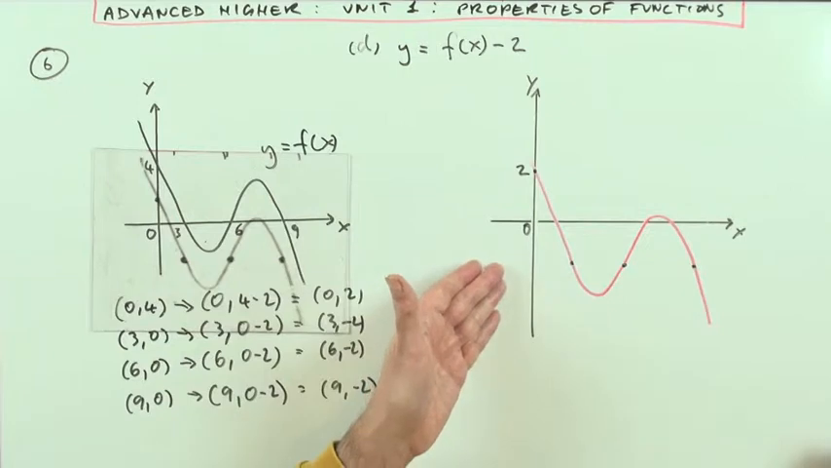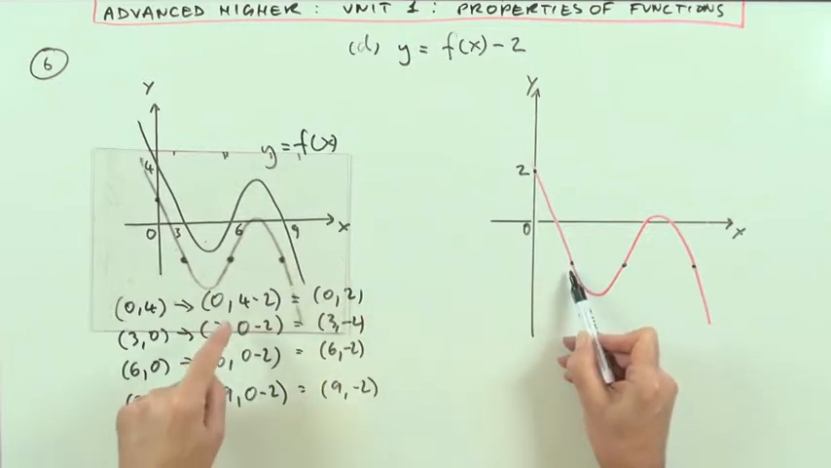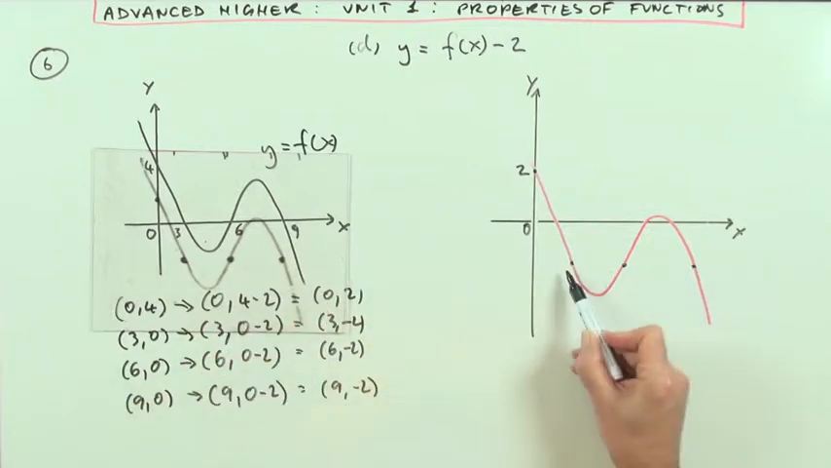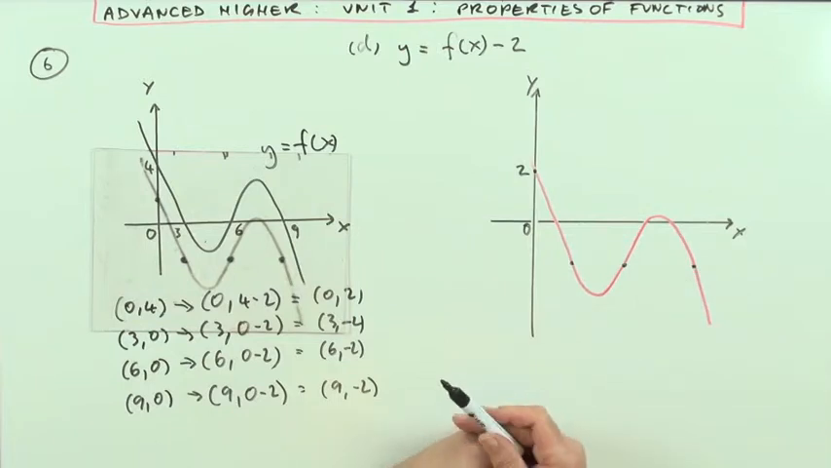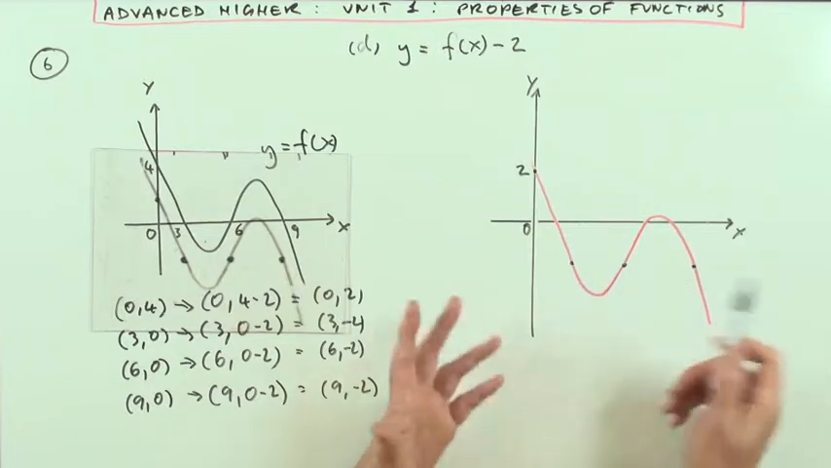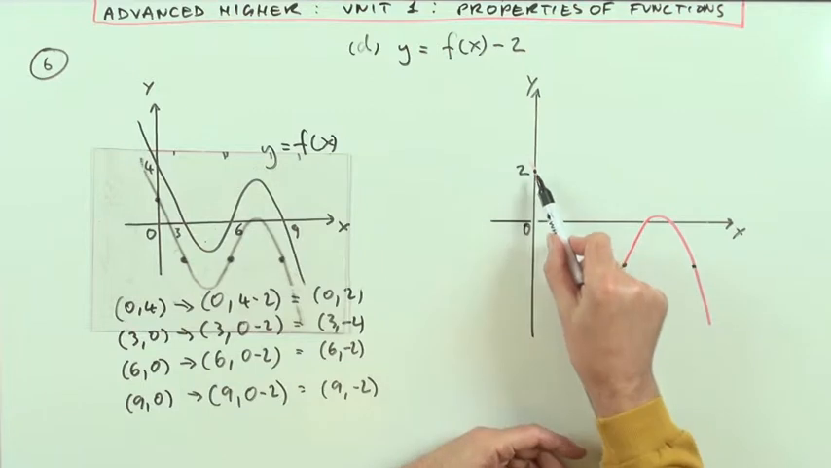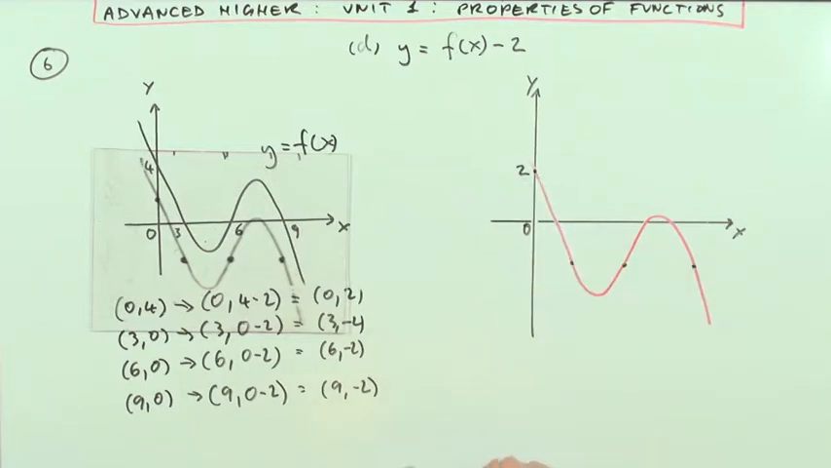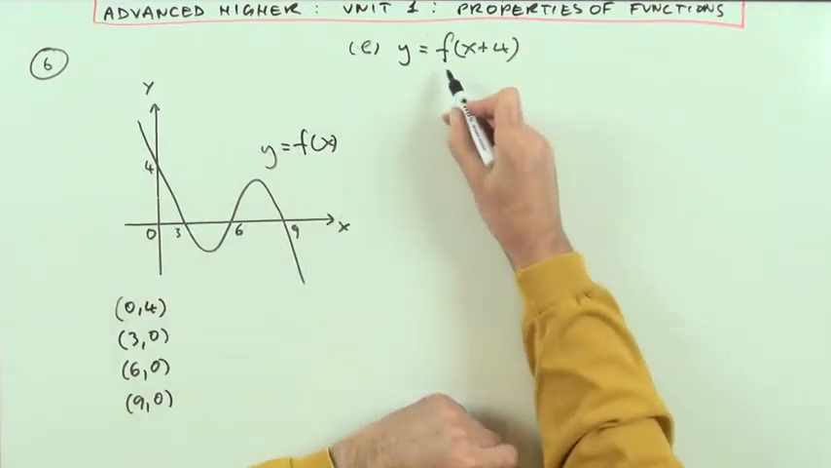Like this, where I haven't bothered putting those particular numbers in because they're just floating uselessly in space. They're not interesting points. They're not showing turning points, they're not showing intersection with axis. The only one I know for certain is this one here. And then E, y equals f of x plus 4.